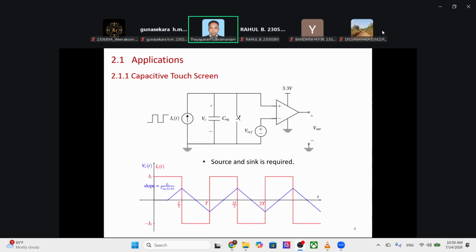What will happen there? There's a touch, which is parallel to this capacitance. The capacitance will increase because of the external capacitance introduced by our finger, as well as the internal capacitors. Therefore, the charging time constant will increase. So what will happen? The peak voltage will reduce. If we go to the next slide, you can see the peak voltage.